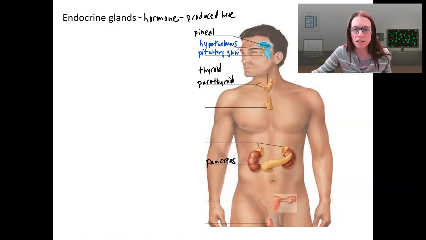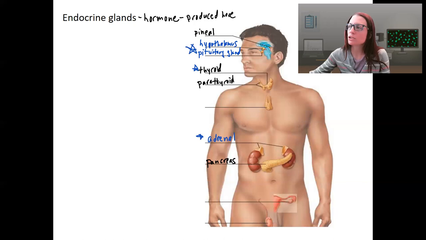Pituitary, I did not spell that right. And you actually saw that some in lab. We'll look more closely this week and look at that connection there. So this is actually going to be kind of like a main part. This system regulates then the thyroid and the adrenal glands. All right, so those are our main endocrine structures we will talk about.